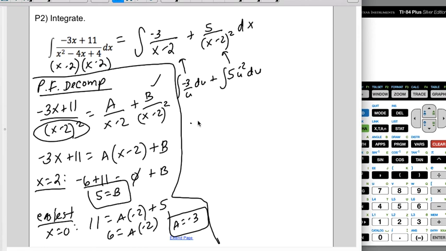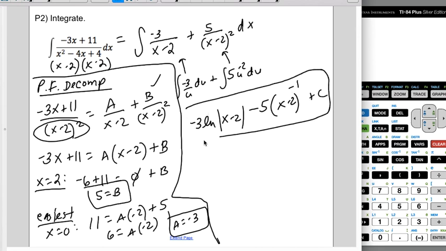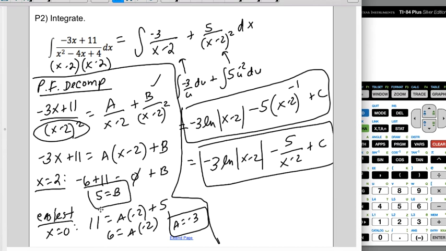So I end up getting that this is a negative 3 natural log of the absolute value of x minus 2, right? And then this is going to be minus of 5, x minus 2 to the negative first plus c, and that answer's fine, absolutely fine, but it's more likely that you'll see this with the x minus 2 to the negative first written as an x minus 2 in the denominator. Either is totally fine. So that's slightly more likely, but that's the idea.